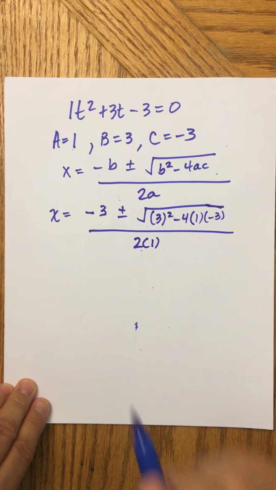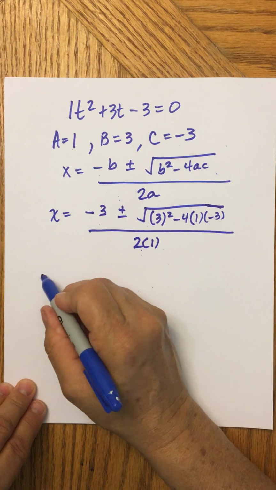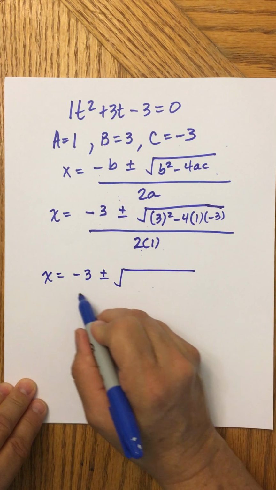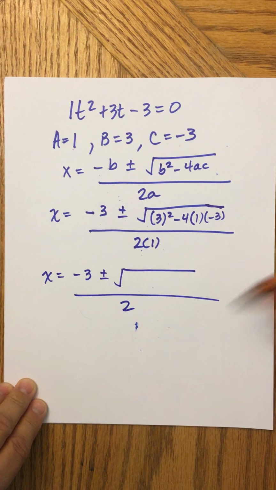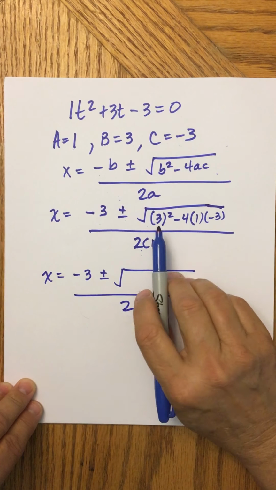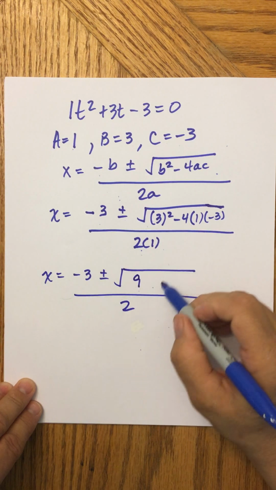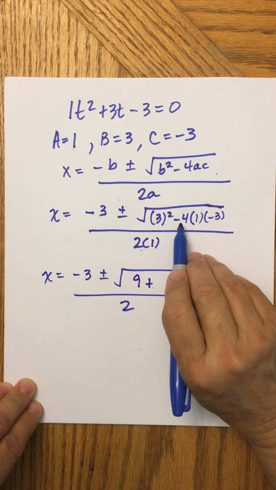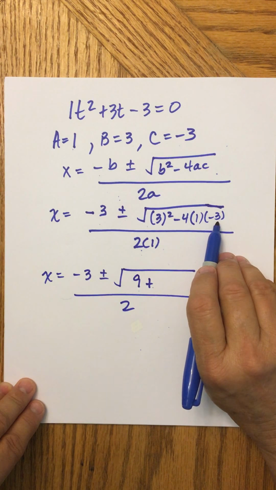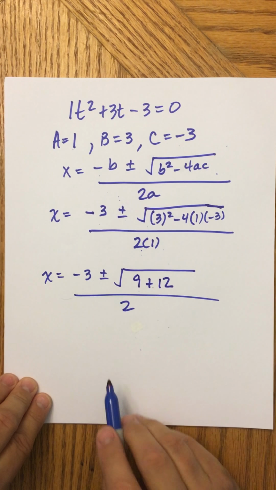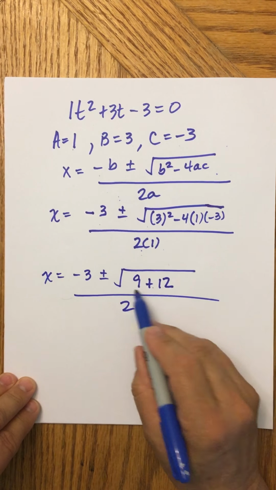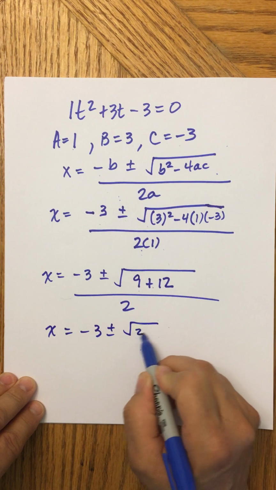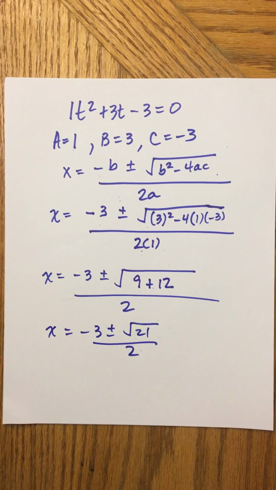All right, so now we start. I like to simplify what's under here. So you have -3 plus or minus square root of, all over 2. So we have 9, and then minus a minus is going to be plus. So when I multiply all these out, I have a negative times a negative times a positive, so it's going to end up being positive 12. So now, 9 plus 12 is going to give me square root of 21, all over 2.